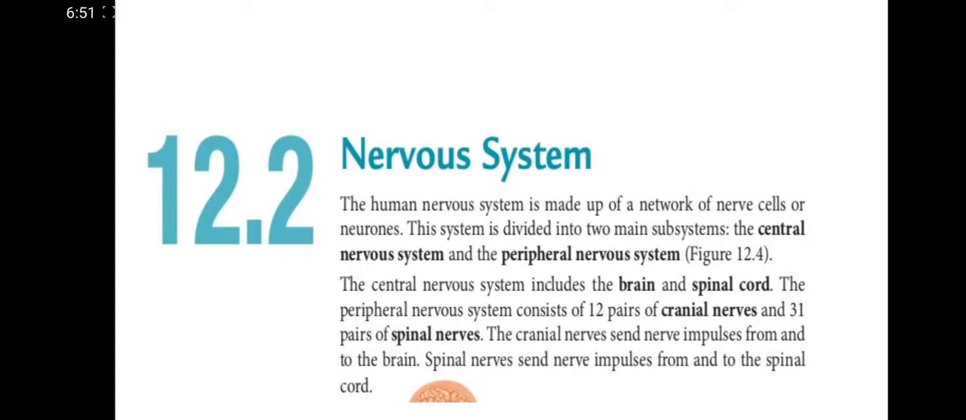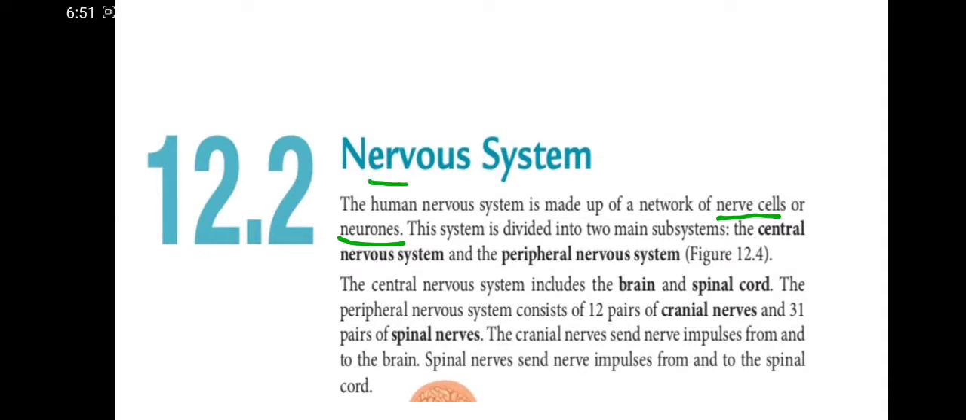This is Biology Form 4, still Chapter 12, another subtopic 12.2, Nervous System. Okay, so the human nervous system is made up of a network of nerve cells or neurons. So remember, nerve cells are neurons. Remember that is the same thing.